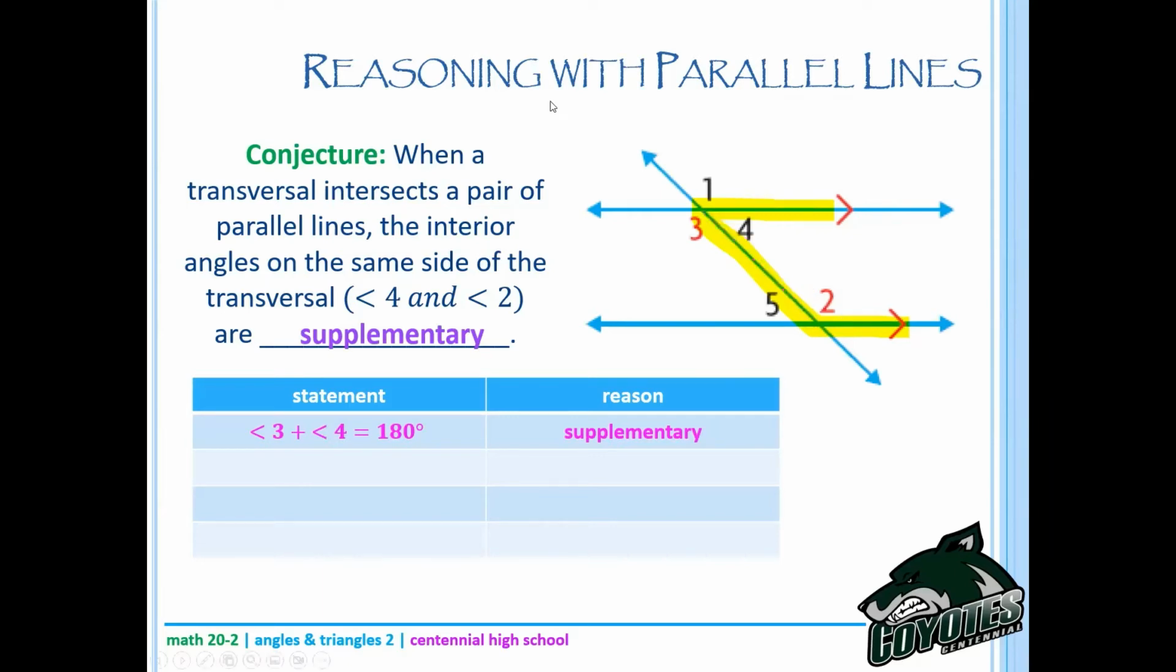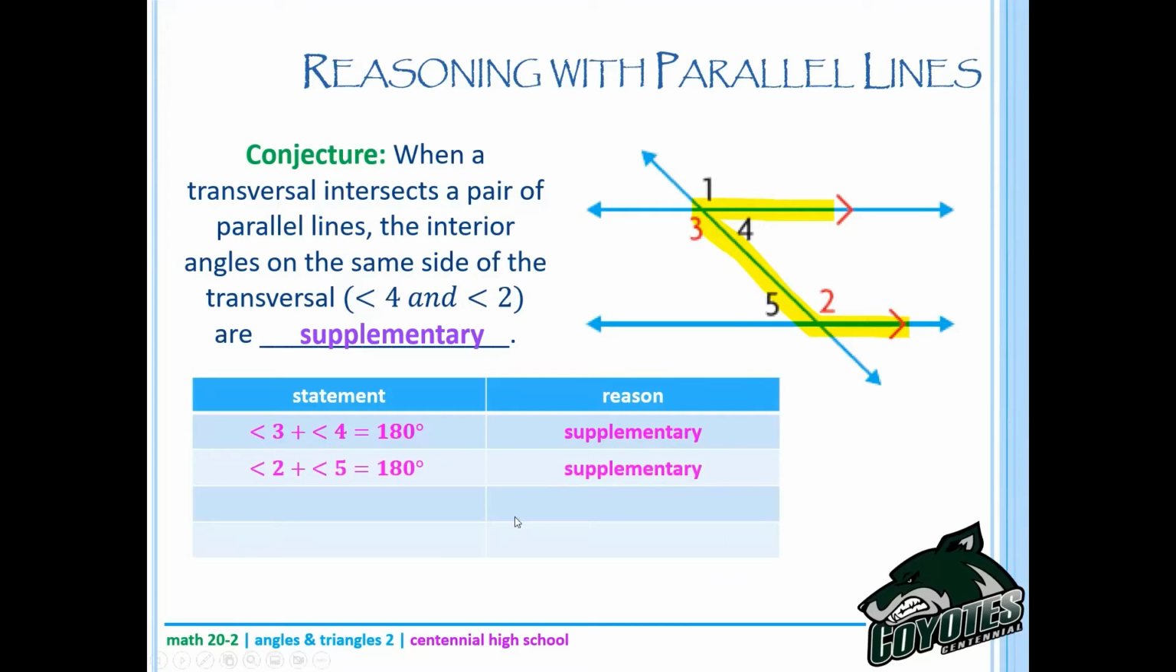Okay, angle 3 and angle 4 form this straight line right here, right? They form that straight line right there, so they have to add up to 180. So we know for sure that angle 3 and angle 4 add up to 180. Okay, the next piece of the proof would be angle 2 and angle 5 also add up to 180.